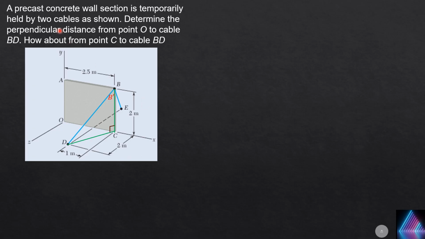A precast concrete wall section is temporarily held by two cables as shown. Determine the perpendicular distance from point O to the cable BD. How about from C to cable BD? So I'll present the solution using the elementary method, that is trigonometry, first.